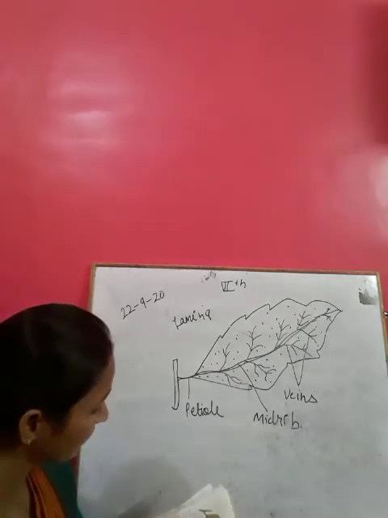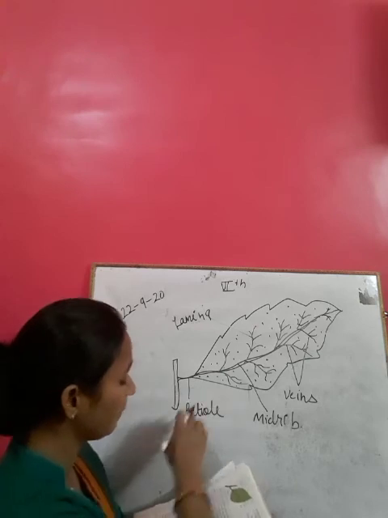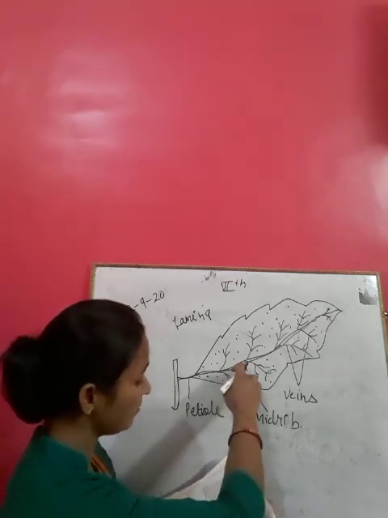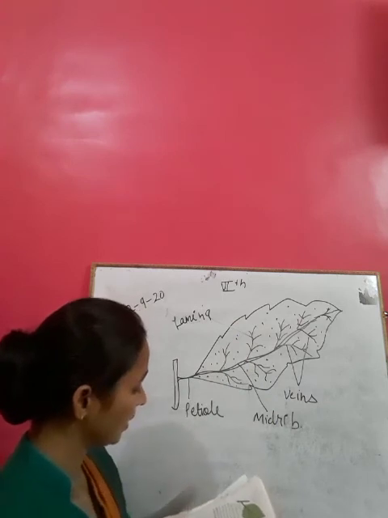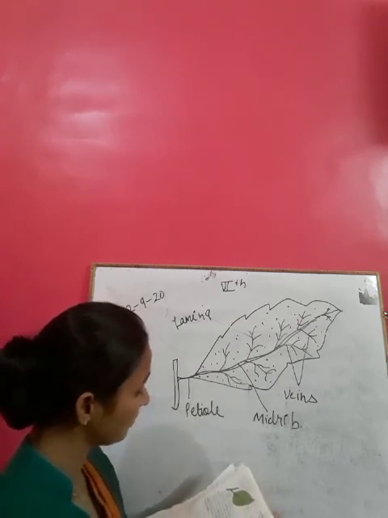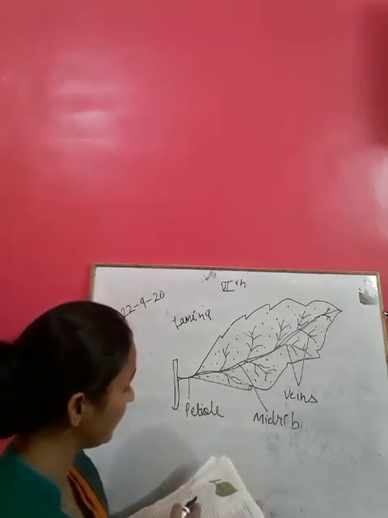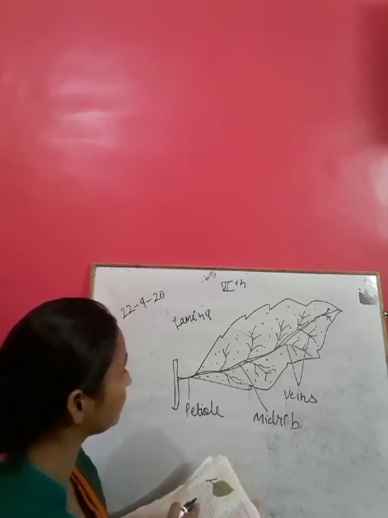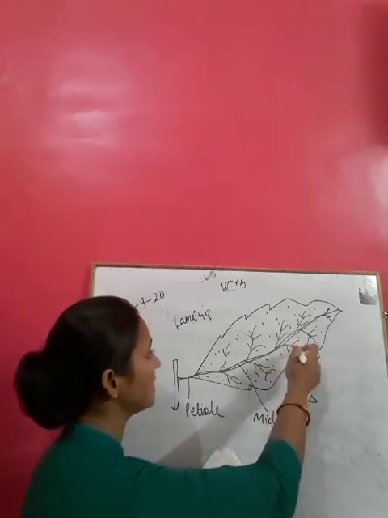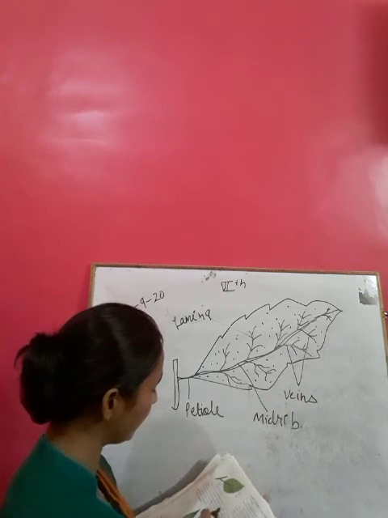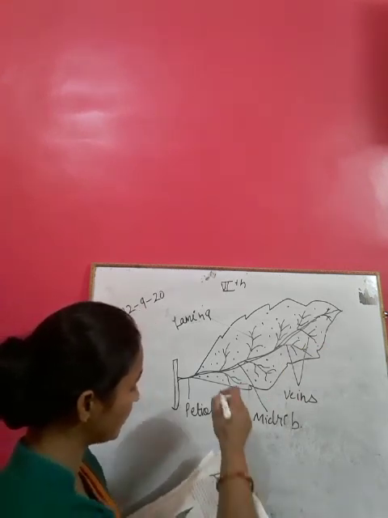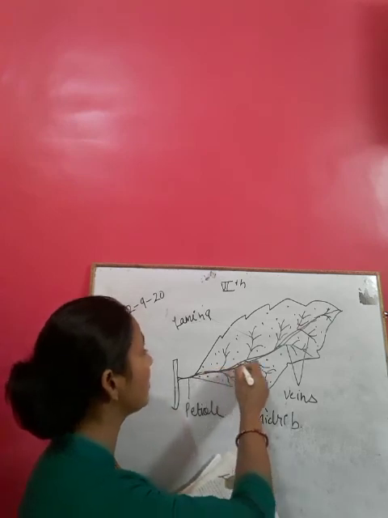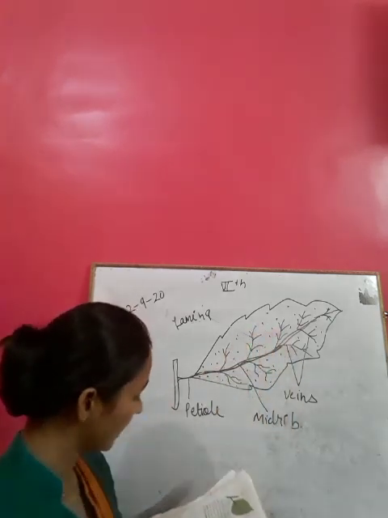In this, you can see that this is the petiole, and this is the midrib, veins, and lamina. And what are the veins? The leaf blade has many lines forming a network. This is called the veins. And the thick vein is called the midrib.